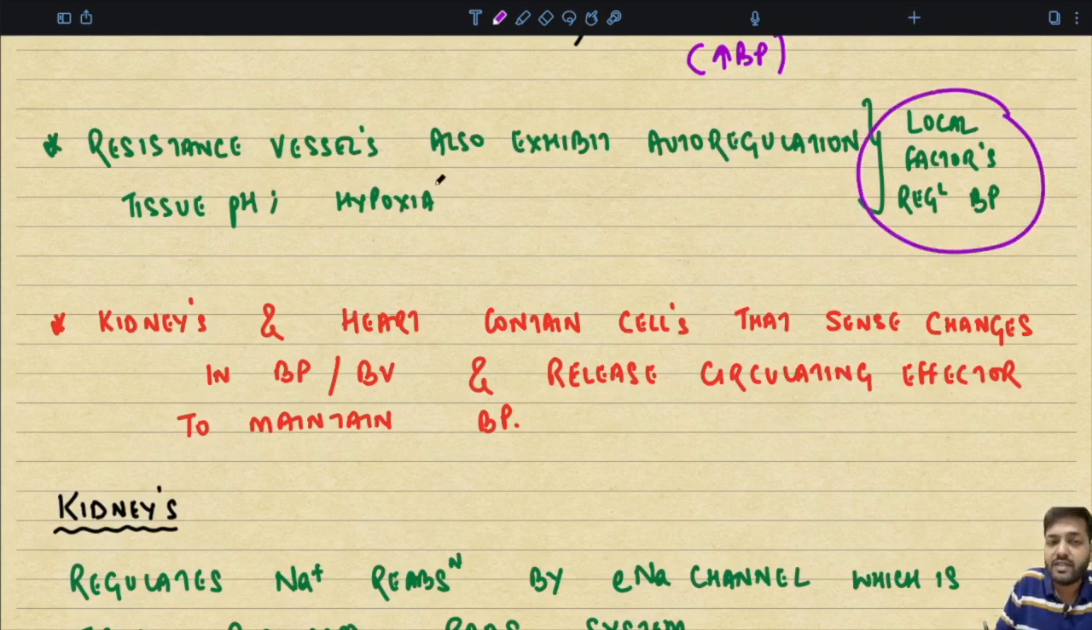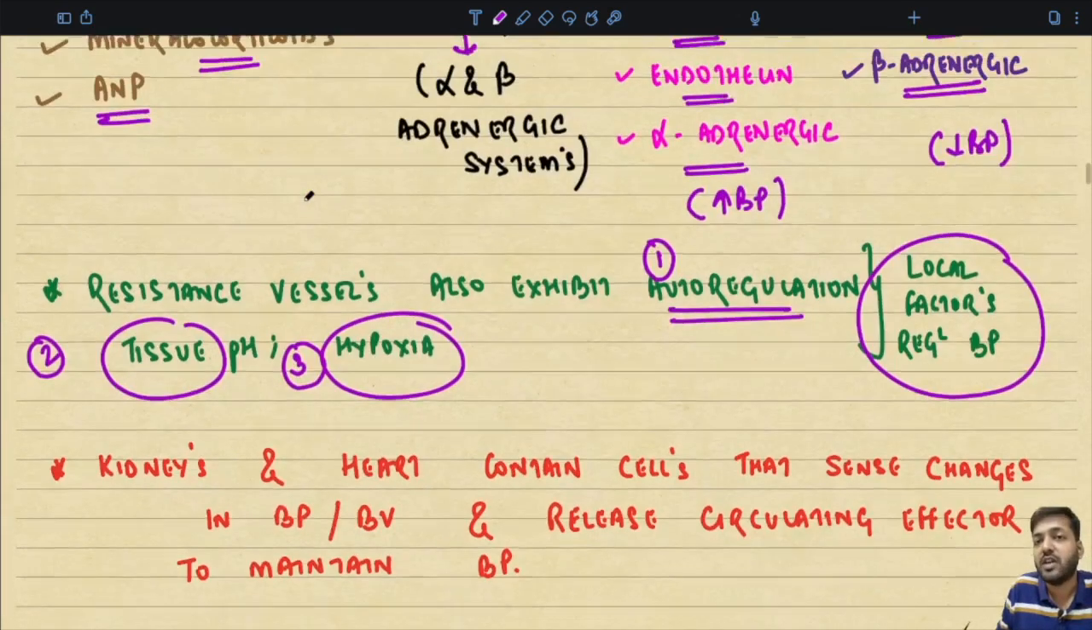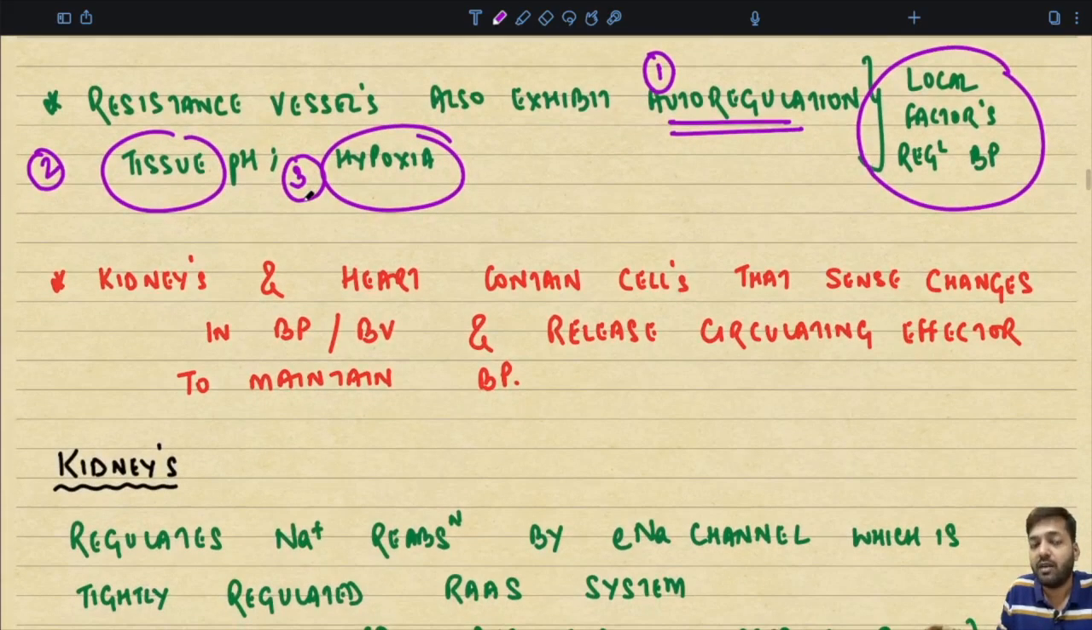So the resistance vessels, that is the arterioles, are also exhibiting autoregulation. Now what is autoregulation? Autoregulation means that if the blood volume suddenly increases for any reason, the vessels are going to constrict so as to prevent hyperperfusion of the tissues. Not only autoregulation, but also tissue pH and hypoxia. These three factors are some of the local factors which affect the peripheral resistance, and therefore they are affecting blood pressure as well.